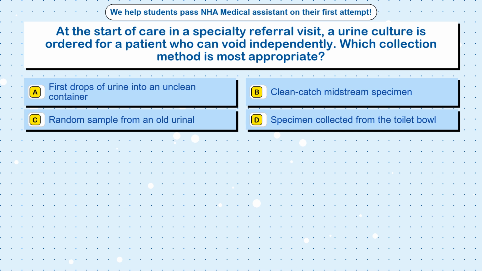Question 62. At the start of care in a specialty referral visit, a urine culture is ordered for a patient who can void independently. Which collection method is most appropriate? Option A, first drops of urine into an unclean container. Option B, clean catch midstream specimen. Option C, a random sample from an old urinal. Option D, specimen collected from the toilet bowl.